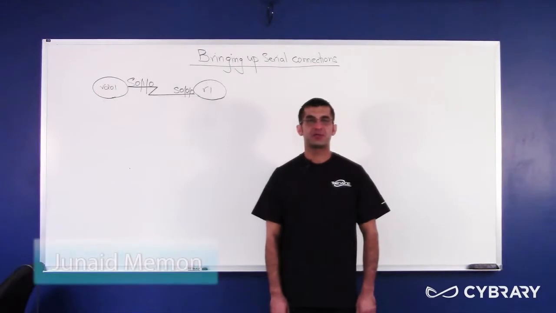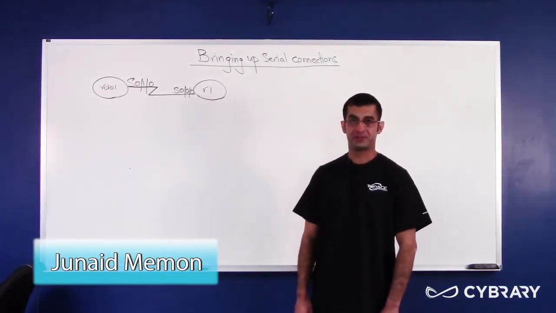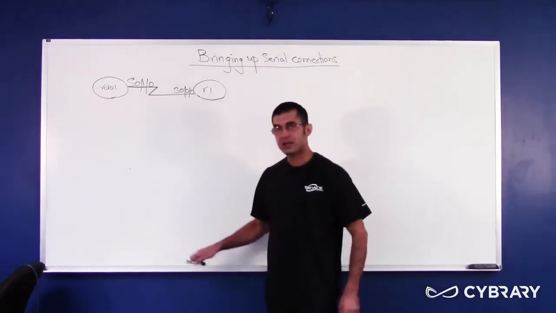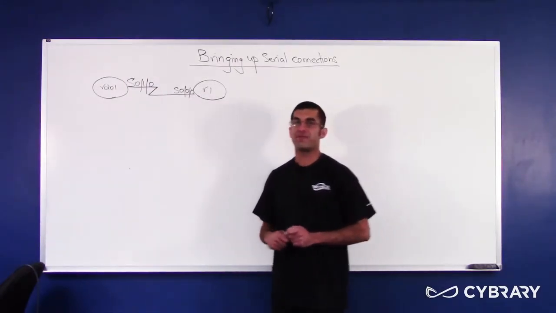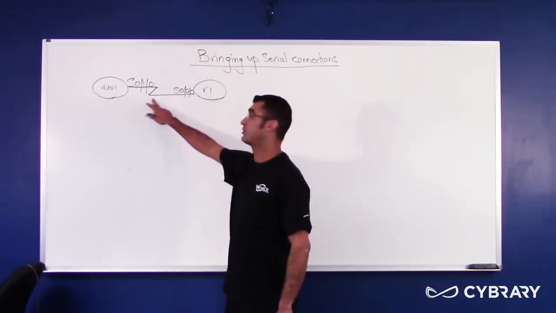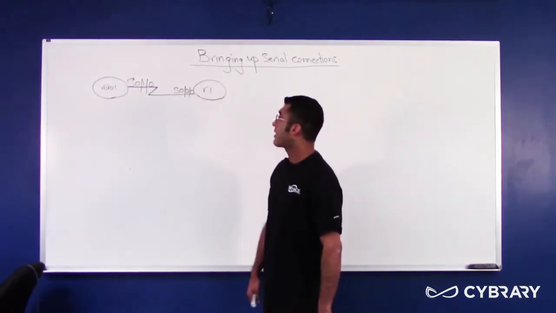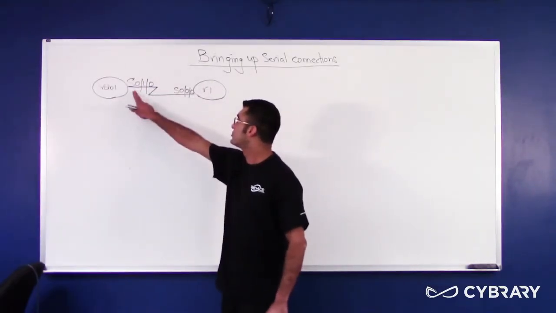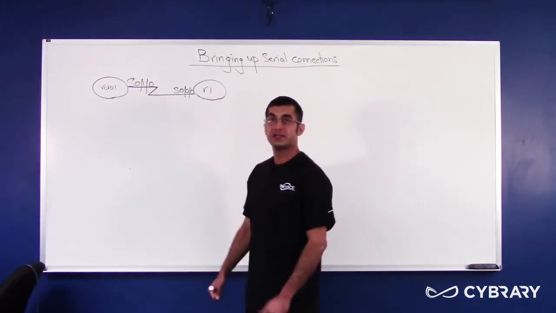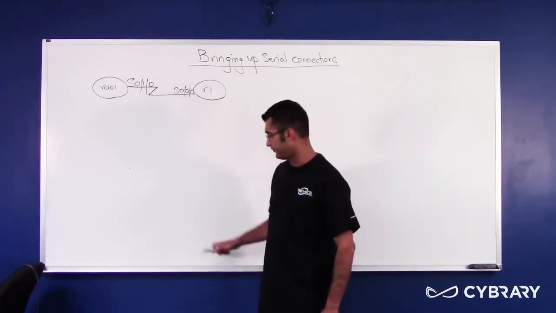Our next topic of discussion is how to bring up serial point-to-point links. Now, in our lab topology, if you have noticed, we have a serial connection denoted by the Thunderbolt in the Cisco vernacular between router 201 and router 1. Router 201's serial 0/1/0 is connected to router 1's serial 0/0/0.